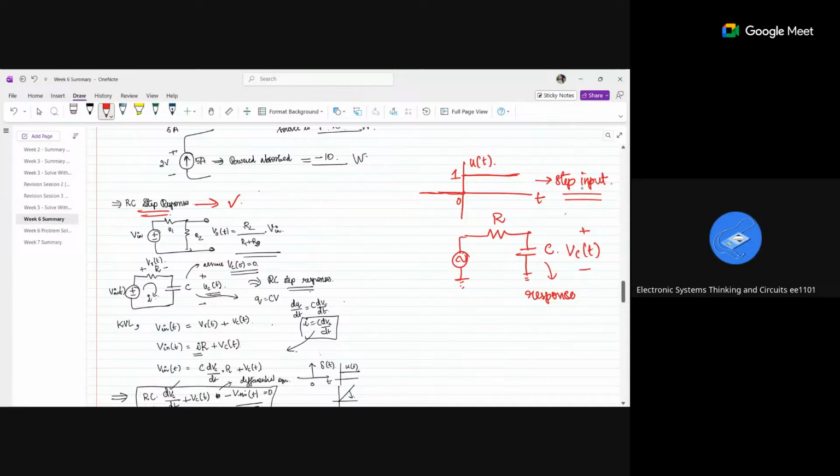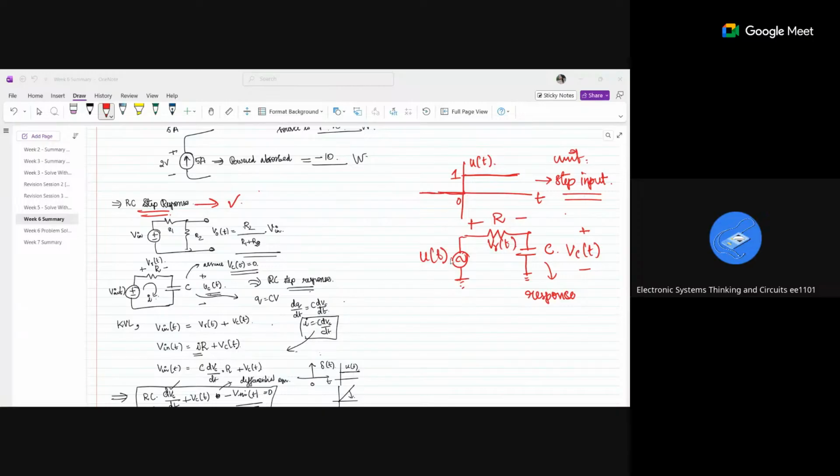So this is a unit step input. Once I give it to an RC circuit, whatever output I am getting across Vc of t, I am calling it the RC step response. So basically, I have this u of t. The voltage across the resistor is VR of t. I am going to find Vc of t, and derive an equation for it.